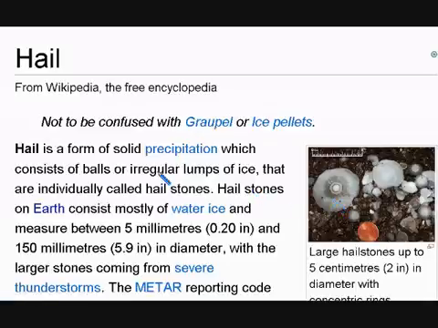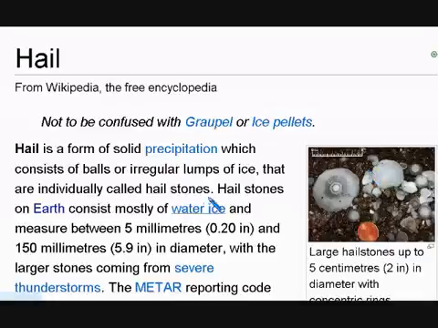So irregular lumps of ice that are individually called hailstones. Individually means when we refer to one. So for example, this one is a hailstone. That's a hailstone, that's a hailstone, and individually these are hailstones. But all of these are hailstones. So individually they're called hailstones, but together it's just called hail. You say, oh, there's a lot of hail on the ground. That's if we say all together. But if it's individually, we just say, oh, there's a hailstone, there's another hailstone, right?